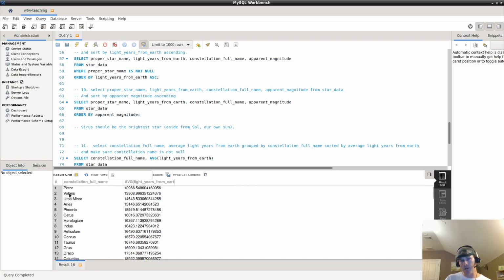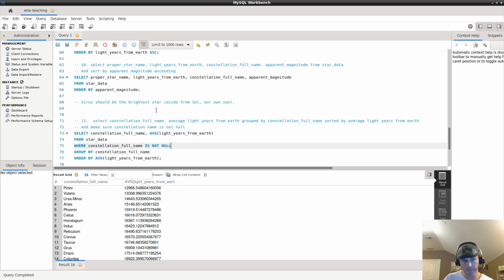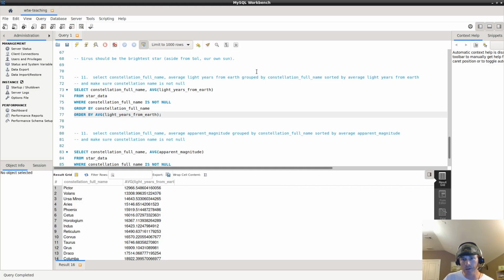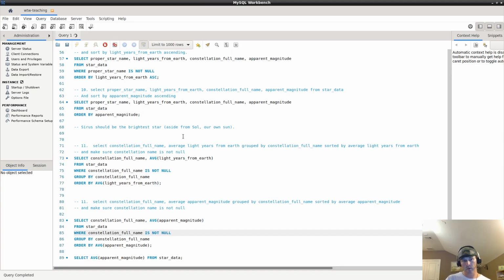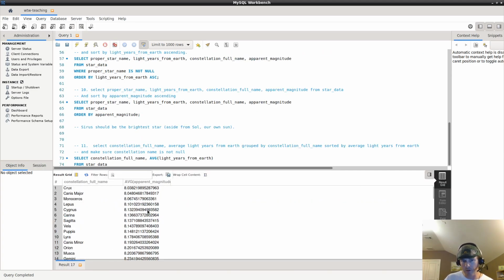And what this shows you here is these different constellations and the average light years from Earth, and a lot of these have hundreds of stars in them, or even thousands of stars. And then we do a group by the constellation full name, and what this is going to show you is the average apparent magnitude.